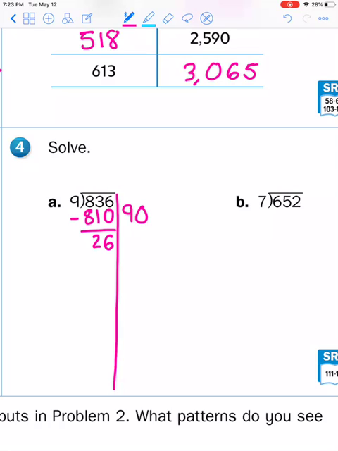Now I know that 9 times 3 is 27, which is close, but it's too big. So now I know that I'm going to have a remainder, because 26 is not a multiple of 9. So 9 times 2 is the closest multiple that I can get. So 9 times 2, which is 18. And if I subtracted 26 minus 18, I would be left with 8 as my remainder. So my answer is 92 with a remainder of 8.